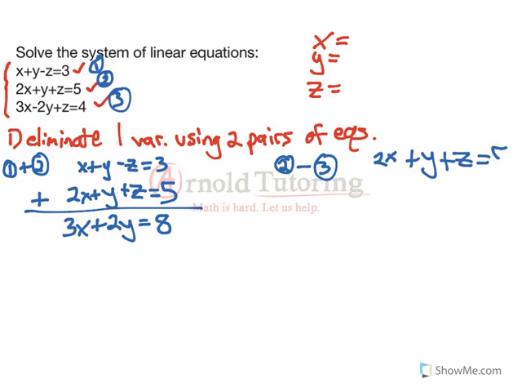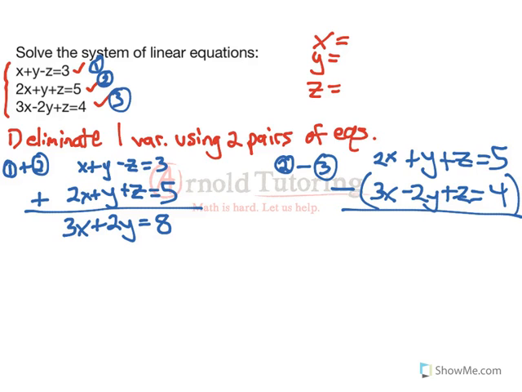Plus z equals 5, and 3x minus 2y plus z equals 4. So this is equation 2 minus equation 3, so I'm going to minus it here. Now I'm going to put brackets around this because we want to make sure we carry that minus through all the way. So 2x minus 3x is negative 1x, plus y minus negative 2y is like plus 2y, so it's plus 3y because the two negatives cancel out to a positive. Then we get z minus z, that's 0, which is exactly what we want, and we get 5 minus 4, which is 1.